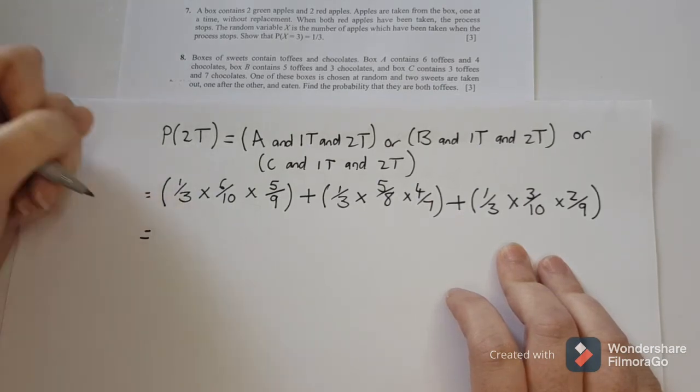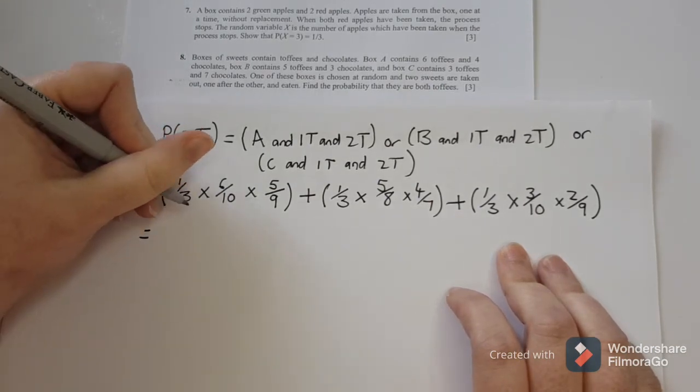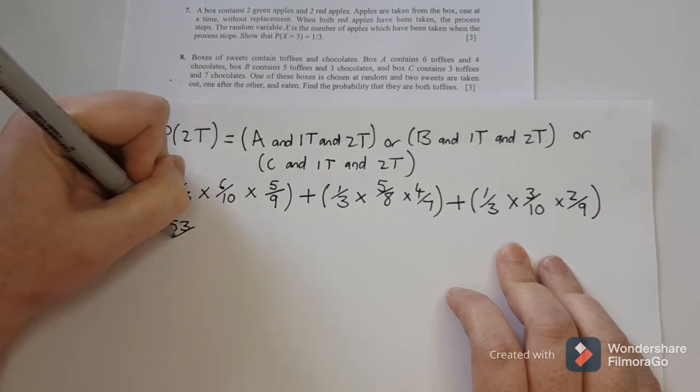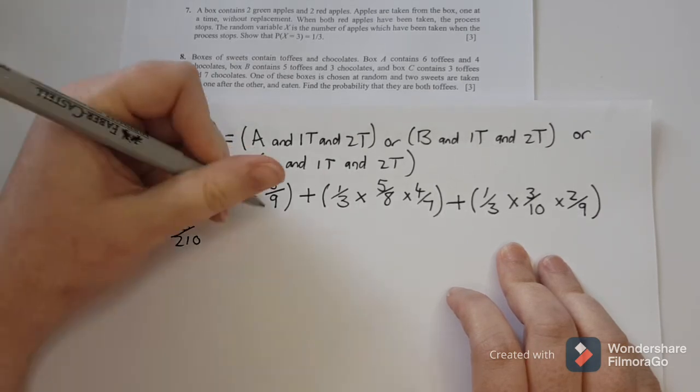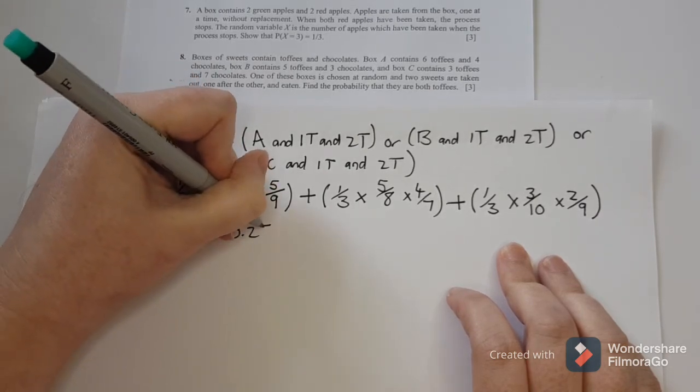So if we type that in the calculator, we get an answer of 53/210, or 0.25.